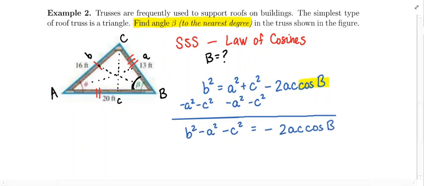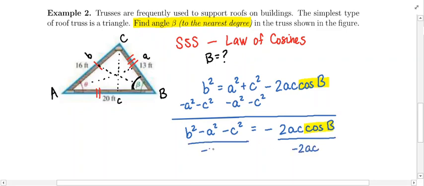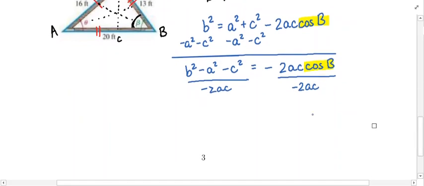Okay, so we're almost there. I'm still trying to isolate cosine of B. It is being multiplied by -2 times A times C. That's just a number, so we can divide it off. So this is going to tell us how to compute the cosine of B. We need to do B squared minus A squared minus C squared, over -2 times A times C.